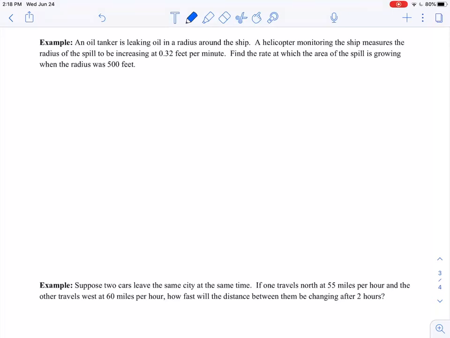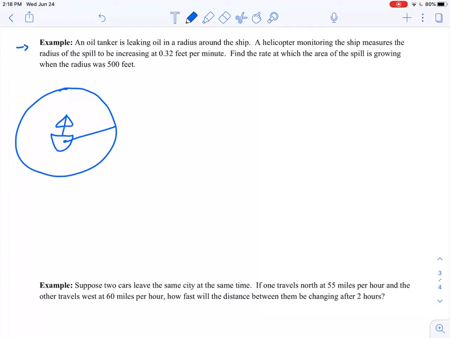Alright, we've got a few more examples I'd like to take a look at in this video. First up, we've got an oil tanker leaking oil in a radius around the ship. So here is my oil tanker, and it is leaking oil in a radius around the ship. That's no good. A helicopter monitoring the ship measures the radius of the spill to be increasing at 0.32 feet per minute.